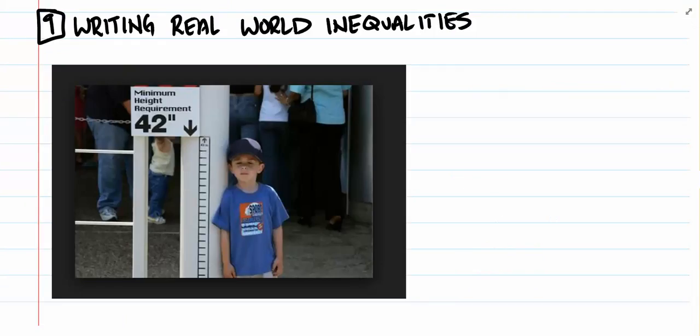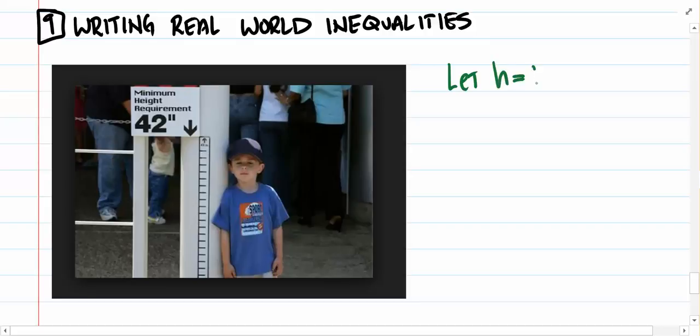Here's an example where you might see an inequality in the real world. Look at this poor little kid. I don't think he's going to make it. You need a minimum height requirement of 42 inches. So if I let h equal the height, then the inequality that I could say is h must be greater than or equal to 42 inches in order to ride the ride. I don't think he's going to make it. Better luck next time, kid.